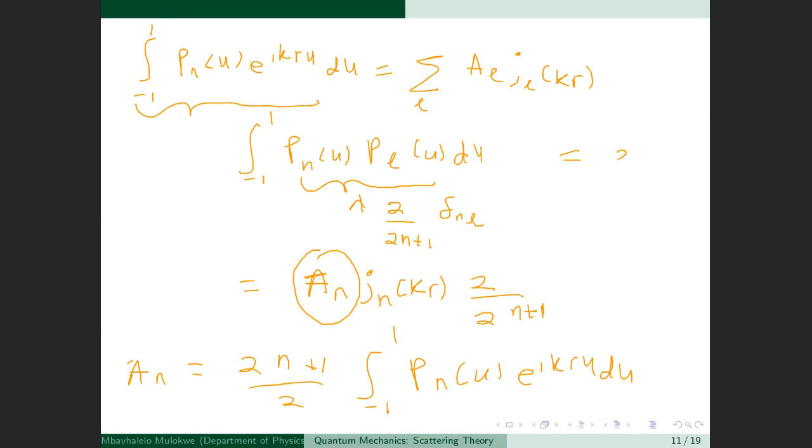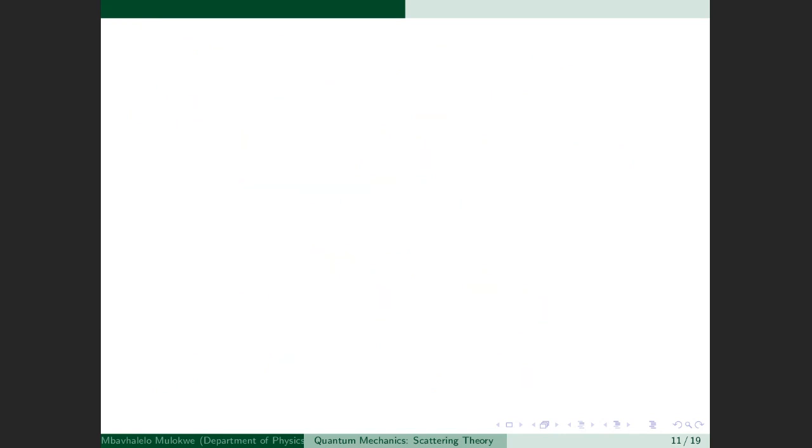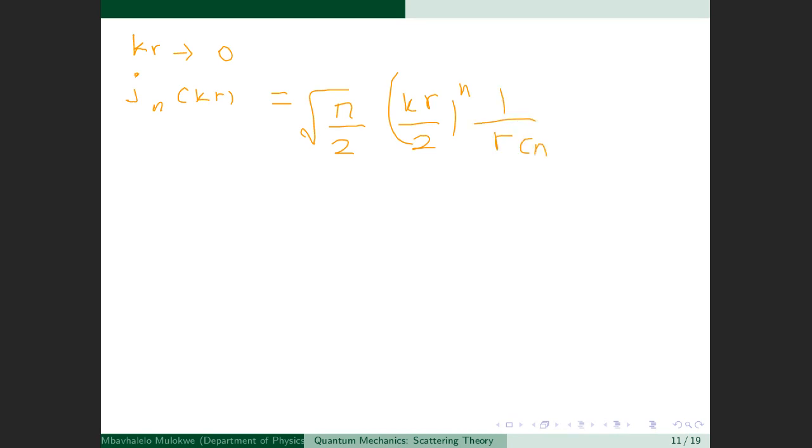What I'm trying to write, so delete. Right. So then you consider what happens when k goes to 0. So these spherical Bessel functions, j_n, for small values of kr, they behave like square root of pi over 2, (kr over 2) to the n, times 1 over the gamma function of n plus 3 over 2. So then the only contribution will be coming from m equals n.